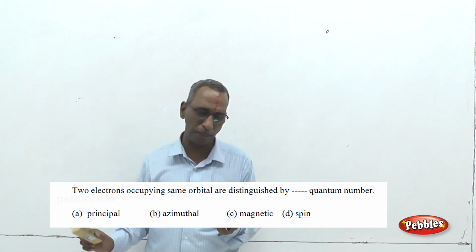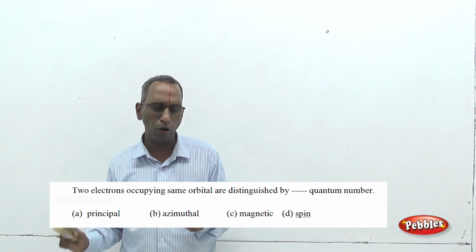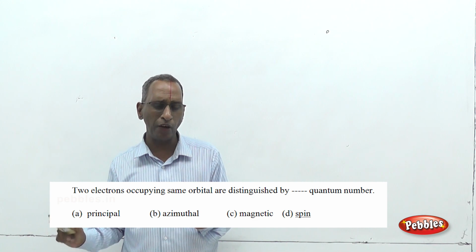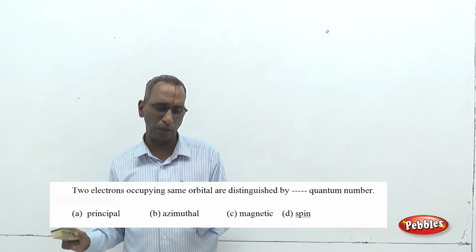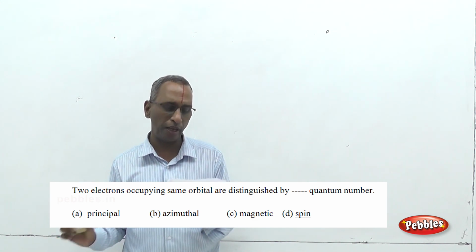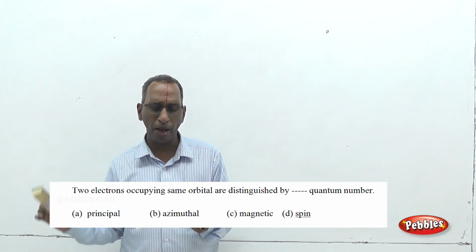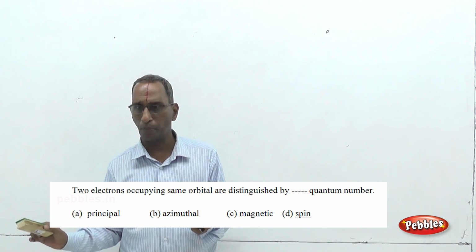Let me read the question once again. 2 electrons occupying the same orbital are distinguished by dash quantum number. In the dash they have given 4 choices: principal quantum number, azimuthal quantum number, magnetic quantum number, spin quantum number.